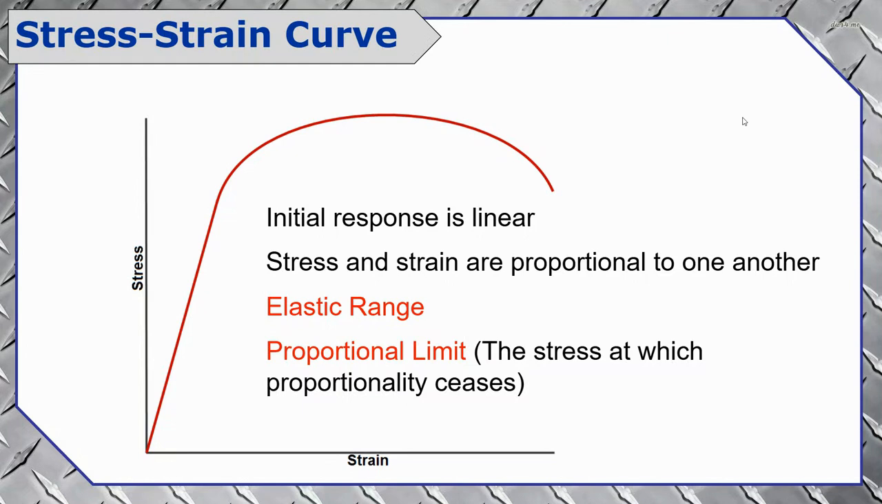When we apply a tensile load to a sample, initially the response is going to be linear. As more force is applied and as the amount of stress grows, the amount of strain that we see is going to be proportional. So we see this linear region at the beginning of the curve. We call this the elastic range, because in this range, the material will behave elastically.